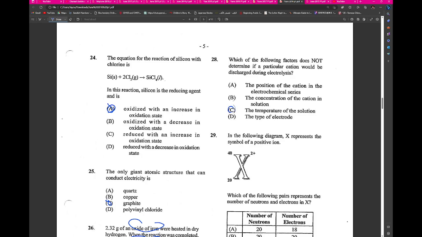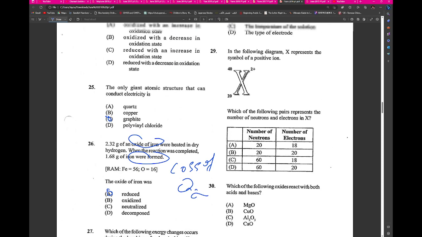I think it would be the temperature solution. Alright, here now, which of the following represents the number of neutrons and electrons of X? So X is 20, therefore its electrons must be 20. That means that everything else is foolishness. Right, and we're going to have 40.